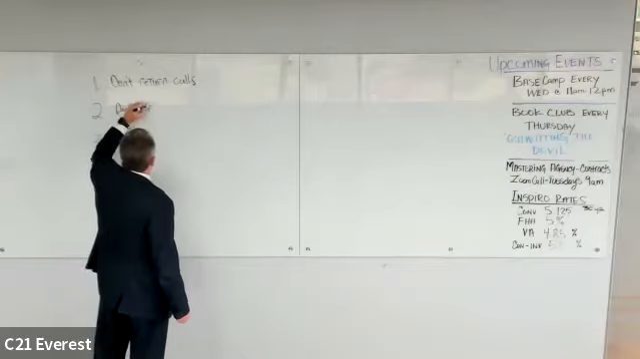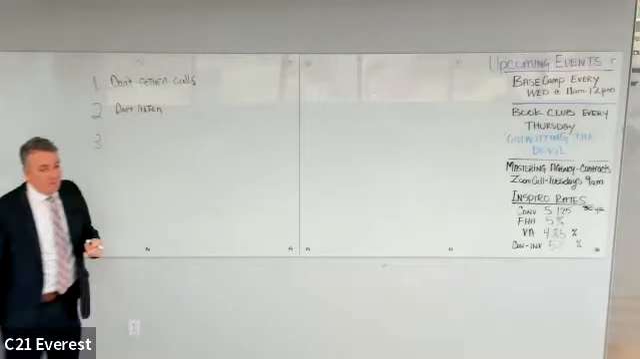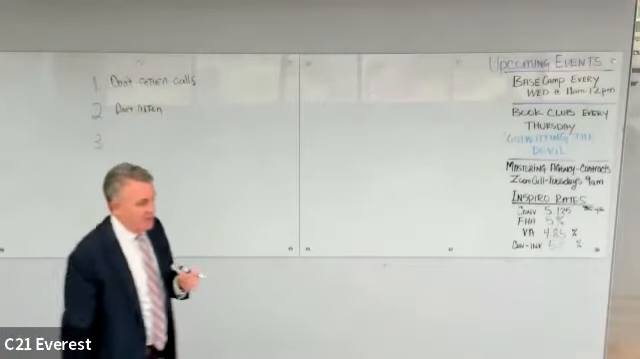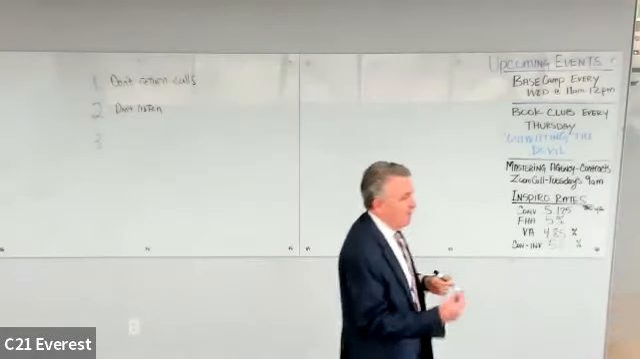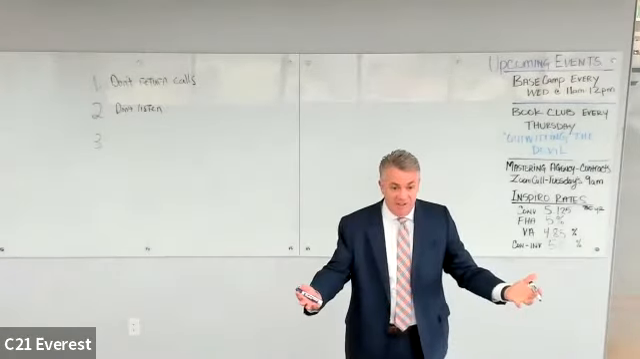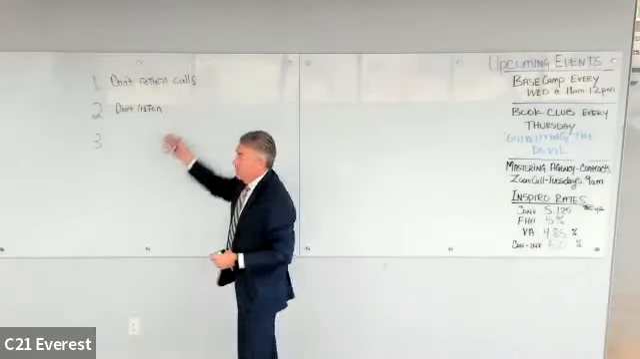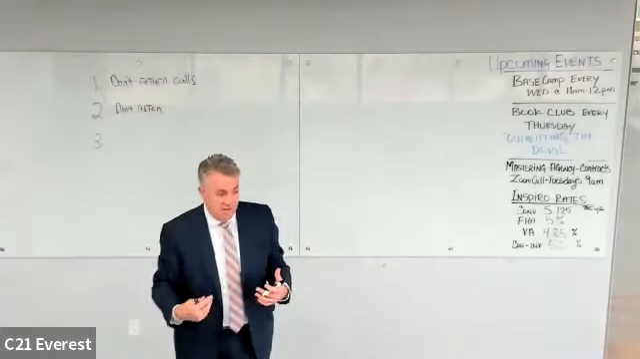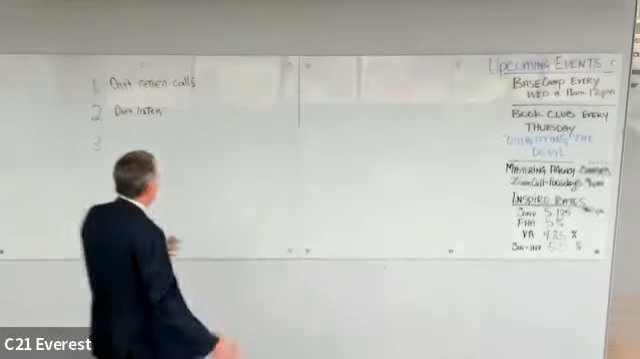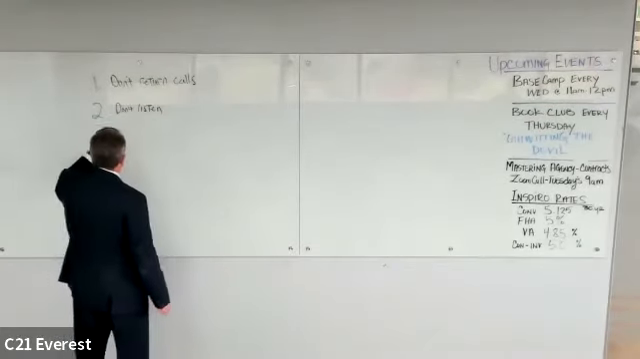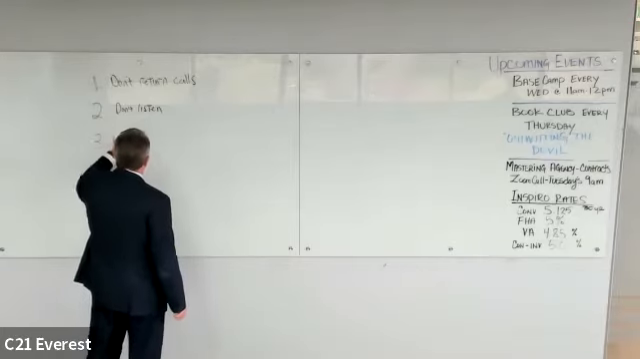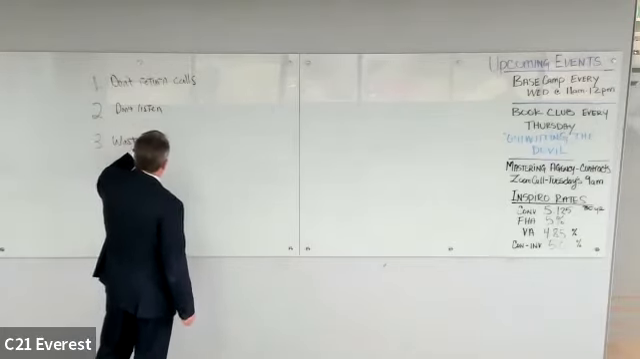So the number 1 complaint that people have about agents is that we don't return calls. Now, you've probably experienced that already. As you try to contact agents, you don't get a call back. So that's number 1. Number 2 then is that we don't listen. And then number 3 is somewhat related to that, but it's that we waste their time.